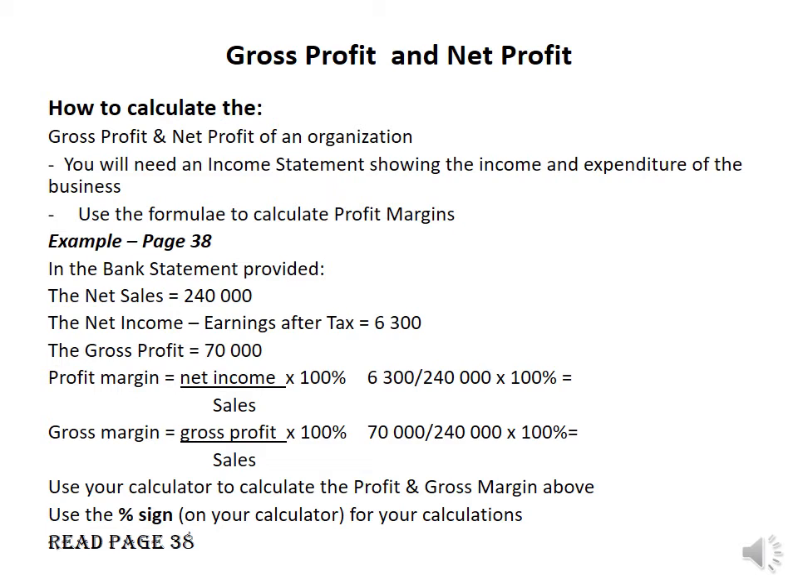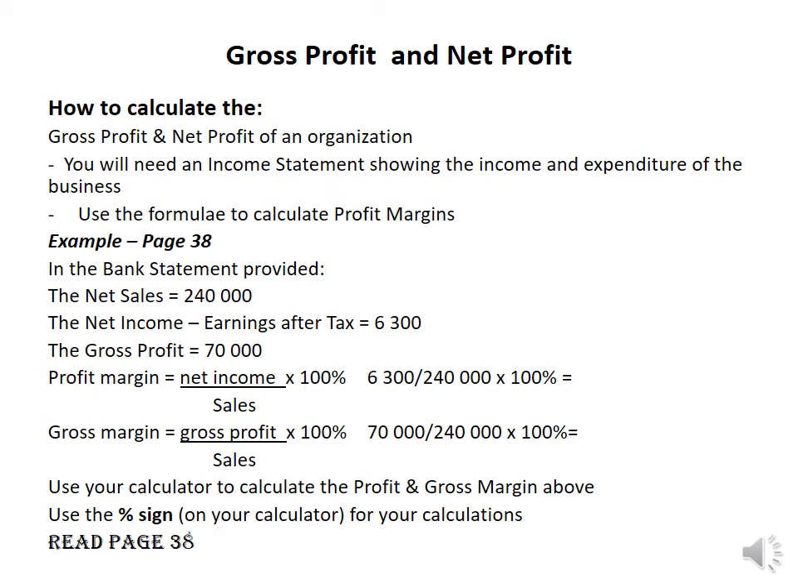Gross profit and net profit: how to calculate the gross profit and net profit of an organization. You will need an income statement showing the income and expenditure of the business. Remember, the expenditure is all the expenses that you have used to produce your product and to sell the product as well. You will use the formula to calculate profit margins. The formula that we have spoken about in the previous slide, you will need to use in order to calculate the profit margins.